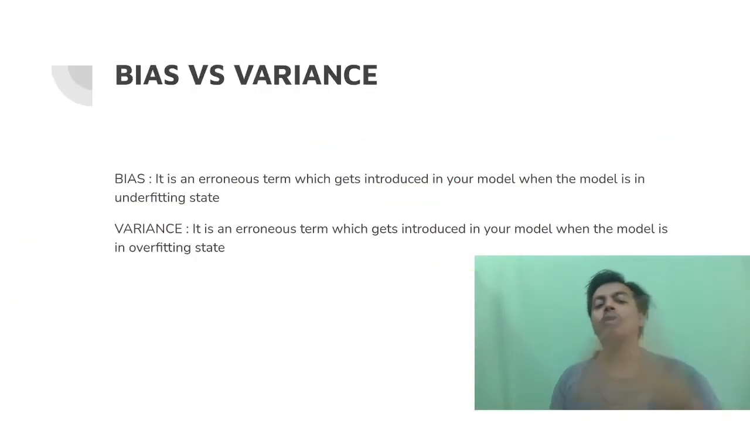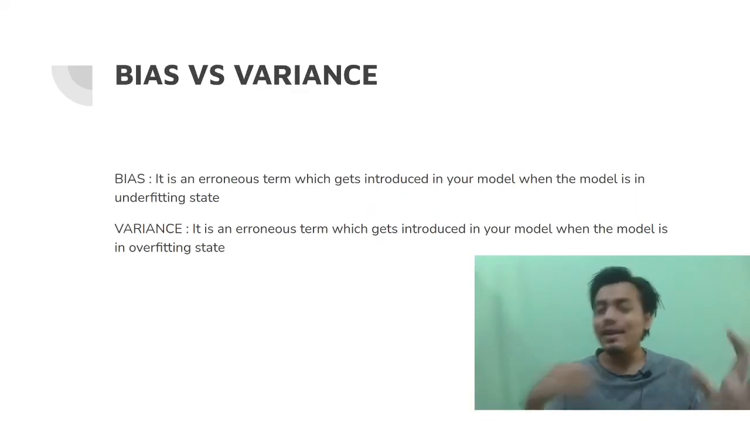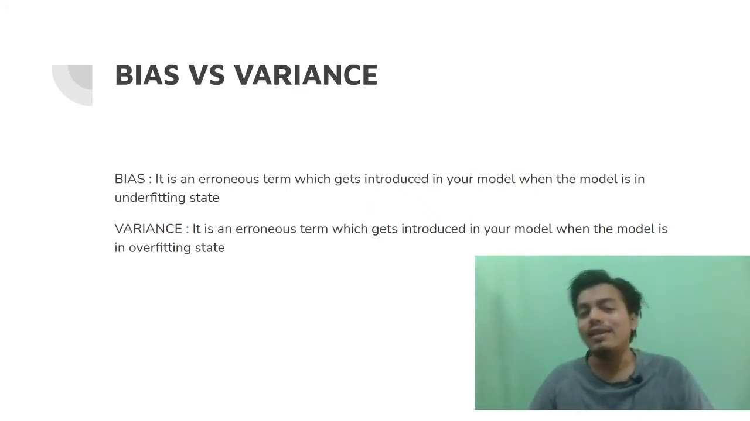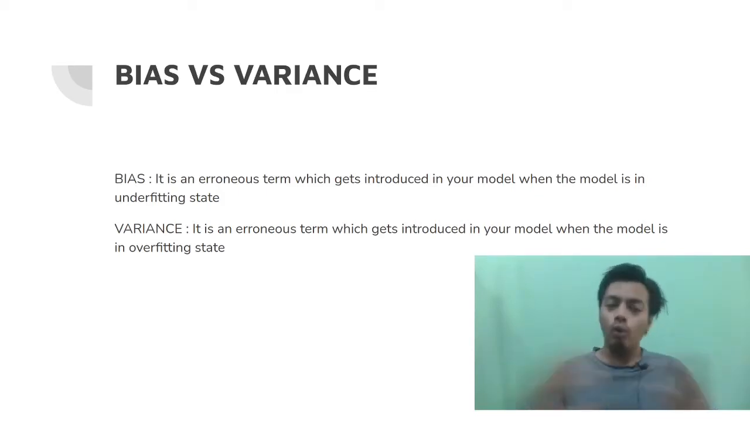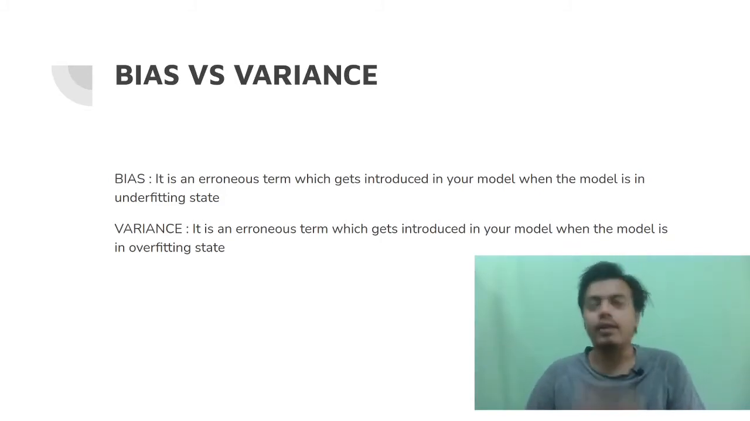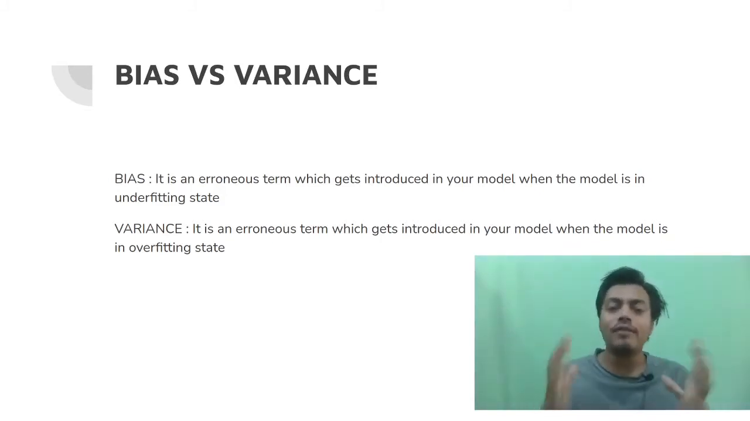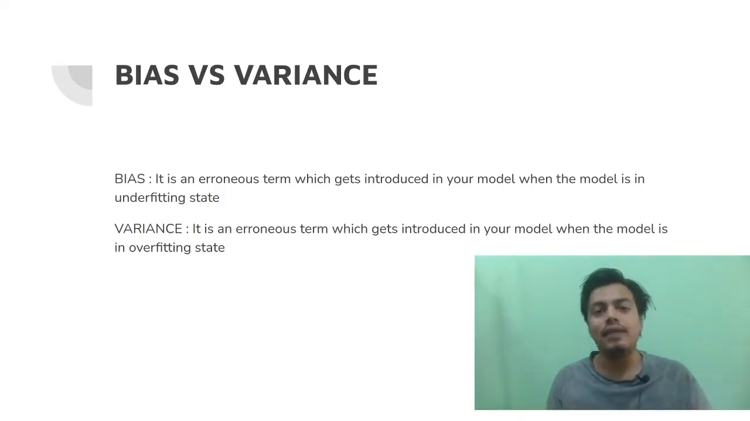Let's go in a very informal way. Bias is an erroneous term which gets introduced into your model when the model is in an underfitting state. And variance is the erroneous term which gets introduced into the model when the model is in an overfitting state. When your model is underfitting, we talk about the errors in terms of bias, like bias is high. And when the model is in the overfitting state, we talk about it in terms of variance.